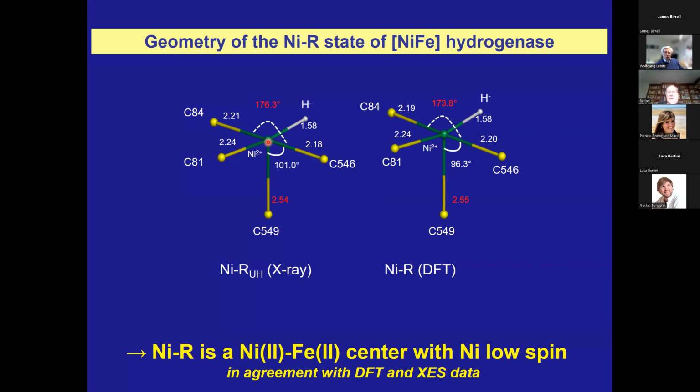And this shows that this is a nickel 2 low spin state. This is important. It's not a high spin state. And this is actually also what we see. And it was in agreement with not only the DFT, also with X-ray absorption data and related other things.